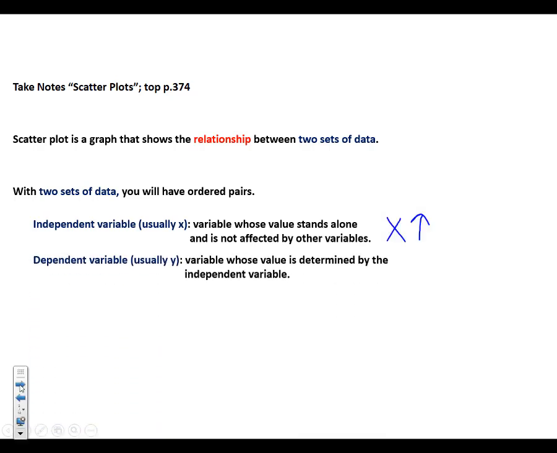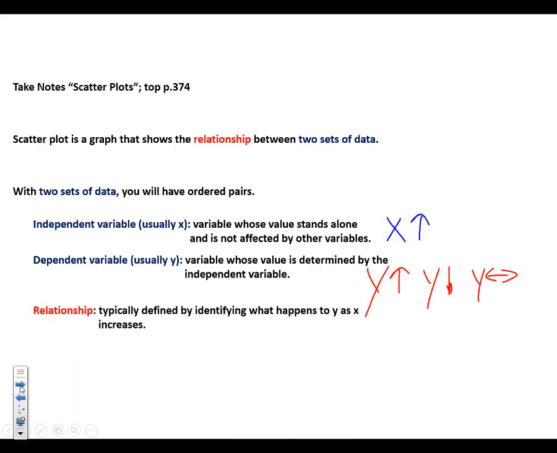And then we have the dependent variable, which again is usually the y. That's a variable whose value is determined by the independent variable. And then with the y, well, the y can do a couple different things. As x increases, y can increase, or y could decrease, or y could just go right and left and just be all over the place. Who knows? It could do everything and anything all at the same time. Then we're going to talk a little bit more about that later in this video.